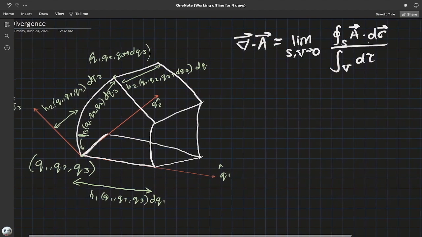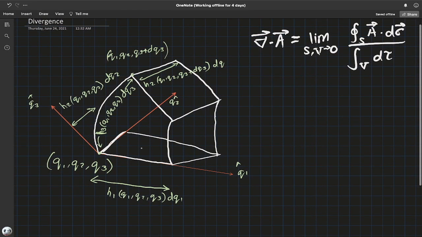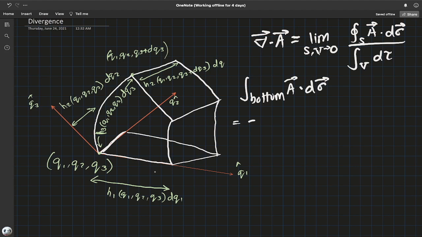Since this is a surface integral, we need to worry which surface is top, which surface is bottom, and the corresponding orientations and directions of those area normal vectors. So let's do this for the bottom face. So A dot d sigma is going to be negative because of the orientation. Normal vector is in the negative q3 hat direction.